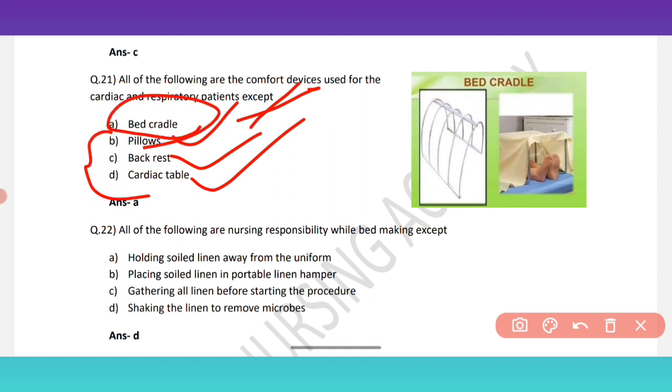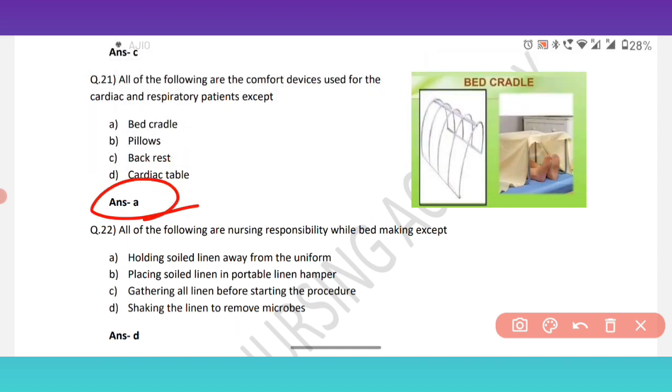What about the bed cradle? Bed cradle is used to prevent the weight of the sheets, whether the top sheet or the blanket, over the knees or the affected part or the lower legs. The bed cradle is commonly used for burns patients. The patient's leg is there, the bed cradle is kept over it, and the sheet is covered over the bed cradle. It increases air circulation, prevents the linen from touching the injured area, and is also used for covering the patient. This bed cradle is nowhere useful for a patient suffering from cardiac and respiratory disease. So for this except question, the right answer is option A. Fine.